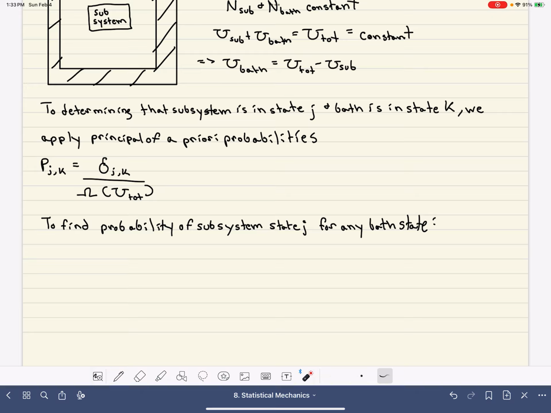So, what's the probability that we could achieve state J regardless of the state of the bath? To do this, to get P_j, we would just sum up the probability P_jk for all k values. That's all we would do. And based on the principle of a priori probabilities, we could write it like this.